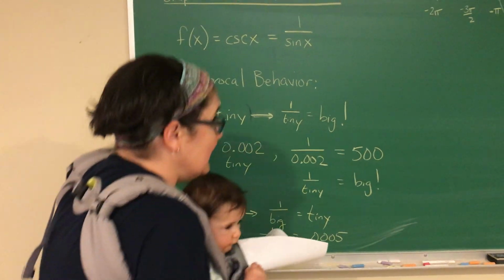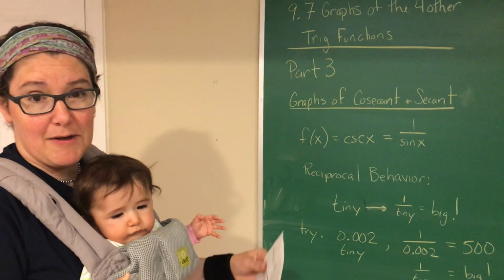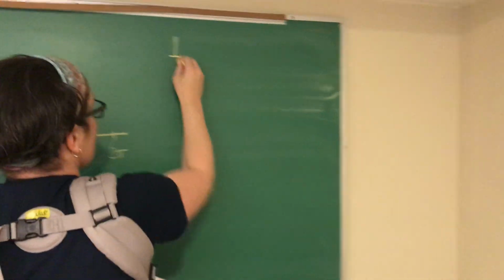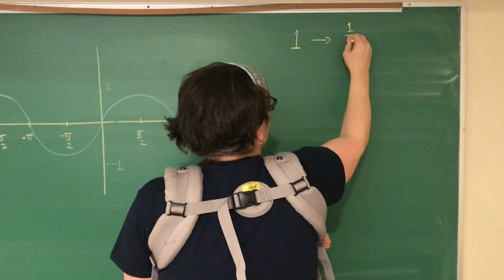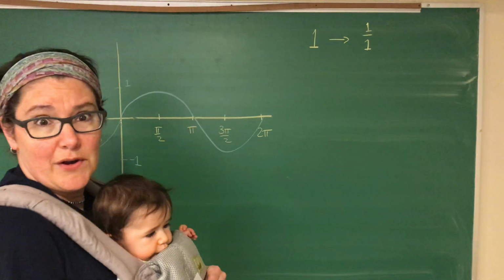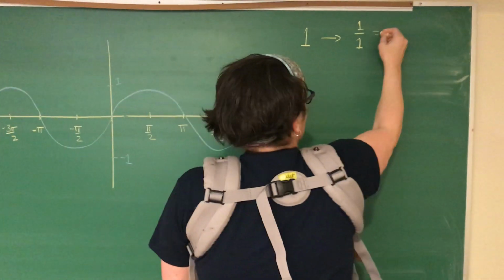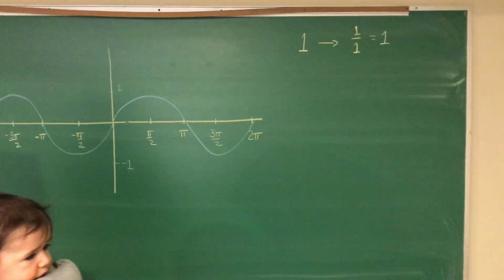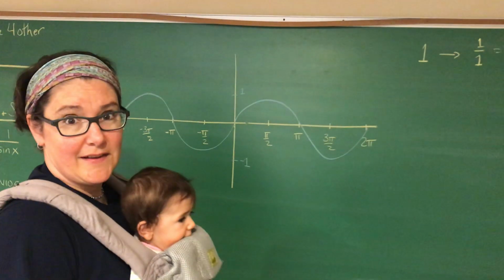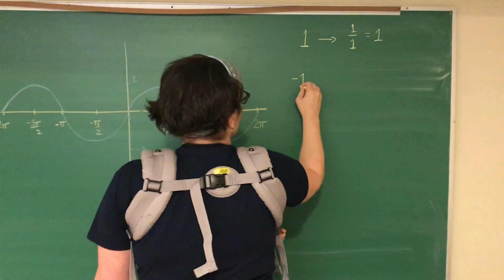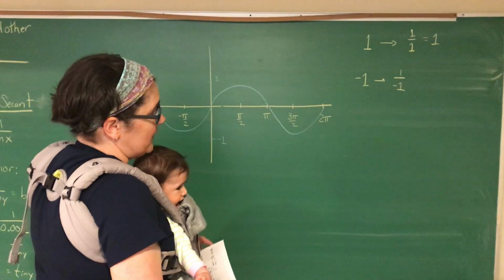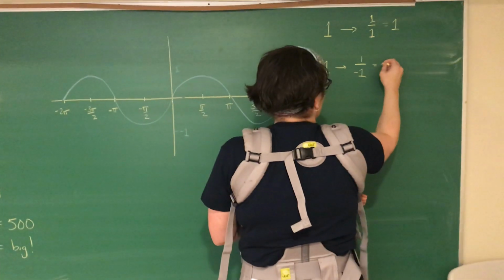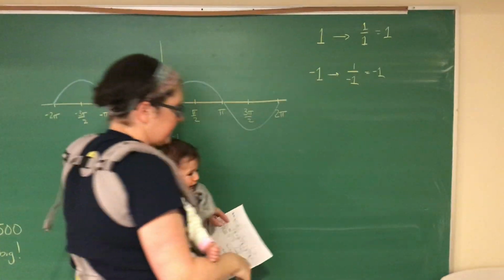Okay, the last type of reciprocal behavior that I want to talk about is the number 1. So check that out. We're going to go over here to do this one. If I have the number 1, and I take its reciprocal, so 1 over 1, I get 1. So the reciprocal of 1 is itself. The same with negative 1. If I take negative 1 and I look at its reciprocal, it is also itself.